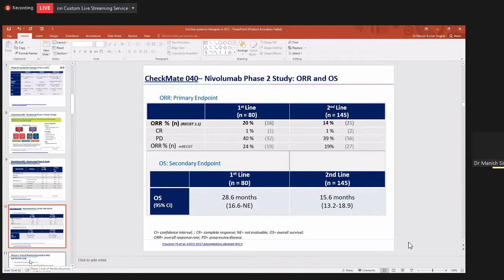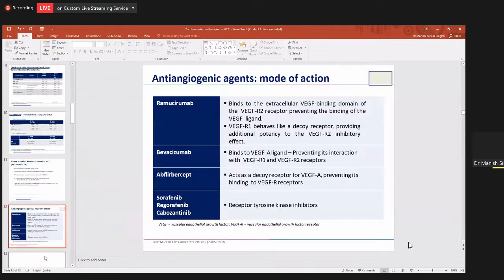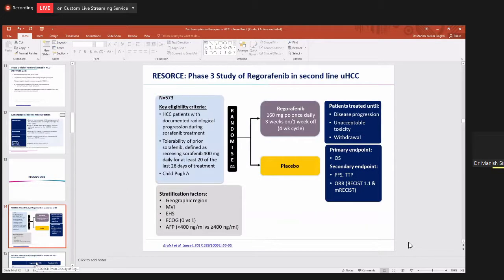And the overall survival in the first line was 28.6 months, but that was a very small subset of patients. The pembrolizumab KEYNOTE-224 study was also there, and it showed an overall response rate, again, of a ballpark figure of around 20% or so, with very few CRs but mostly PRs, and the adverse event profile was also quite similar. As far as anti-angiogenic agents are concerned, ramucirumab is the only agent which actually stood the test of time, and we'll discuss that option. I don't think that many people use that as one of the options.